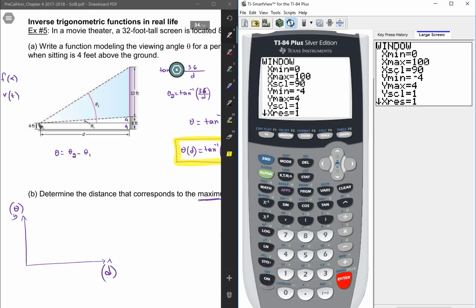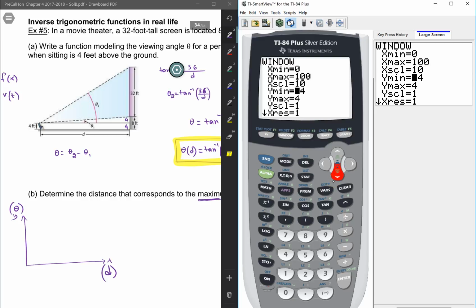This is the distance you're away from the movie screen. And the x scale, let's do 10. That's how big each increment is, so each tick is at 10 marks. Y is our angle.